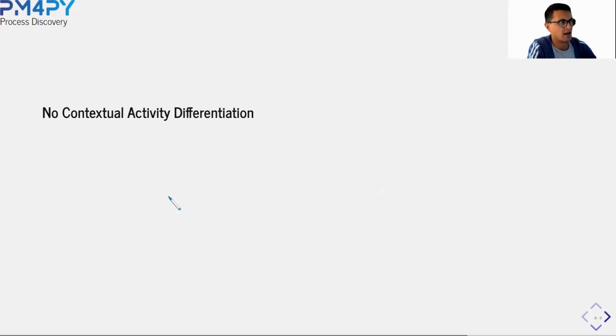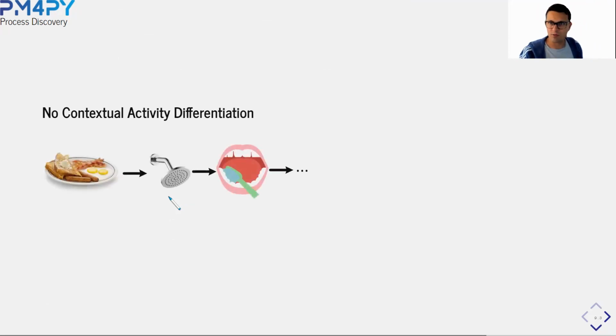Another problem is that there's no contextual activity differentiation, or in other words, no label splitting is applied. The best way to explain this is by using our day-to-day routine. Let's assume I model my day-to-day routine, and I'm now using a process map style visualization for the sake of simplicity. Let's assume that every morning I first take my breakfast, then I go into the shower, and finally I brush my teeth. And I record my behavior. I'm trying to learn a model based on my behavior.